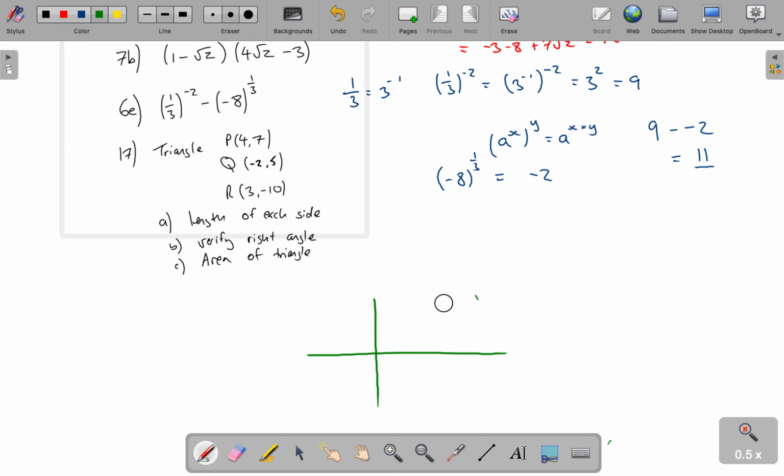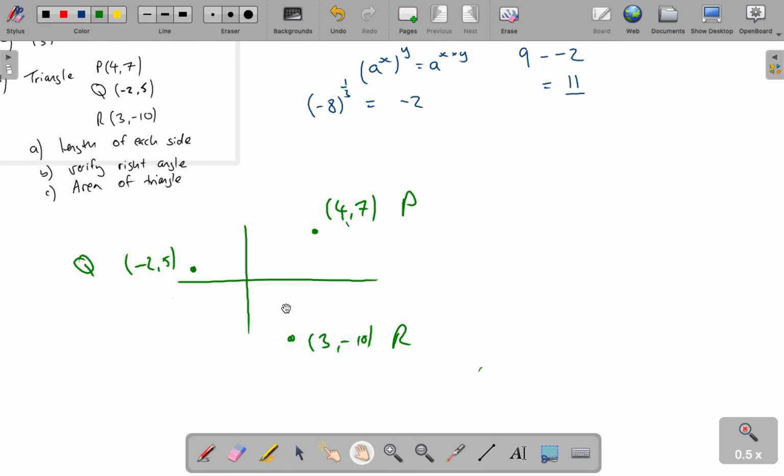So here we're going to have (4, 7), which is going to be about here, (-2, 5), which will be somewhere along here. So this is (-2, 5), and then we've got (3, -10), which is somewhere down here. And this is P, this is Q, and this is R. Now sometimes drawing it out visually might help, other times it might not be useful. It depends on what kind of learner you are.